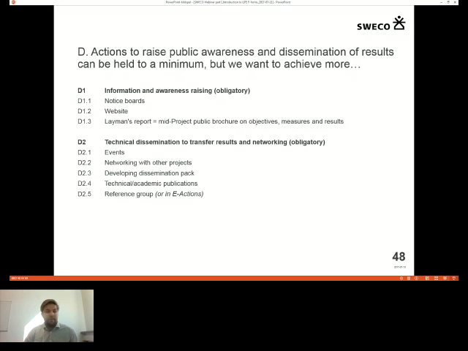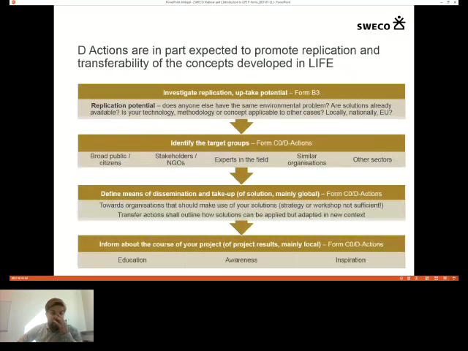But if you want, as we have said, one of the cornerstones or one of the parts of this trinity of a LIFE project is the exploitation part, which is covered by D. So we will look more into detail how you can strengthen your project by promoting replication and transferability as a concept in your LIFE project.